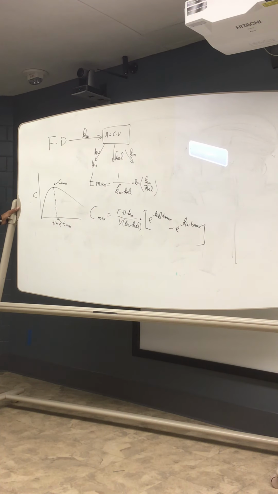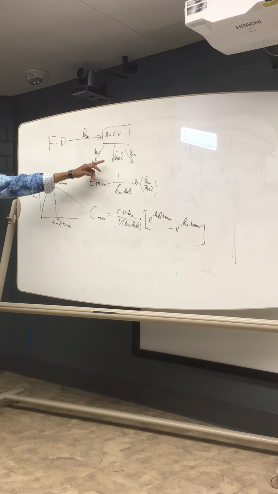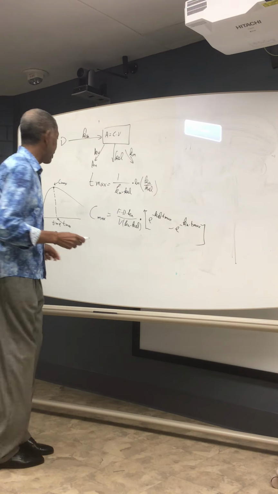Most of the drugs on the market that you'll dispense, prescriptions, most of those drug products will have a Ka that's greater than Kel. That's the normal situation. There's a second situation.